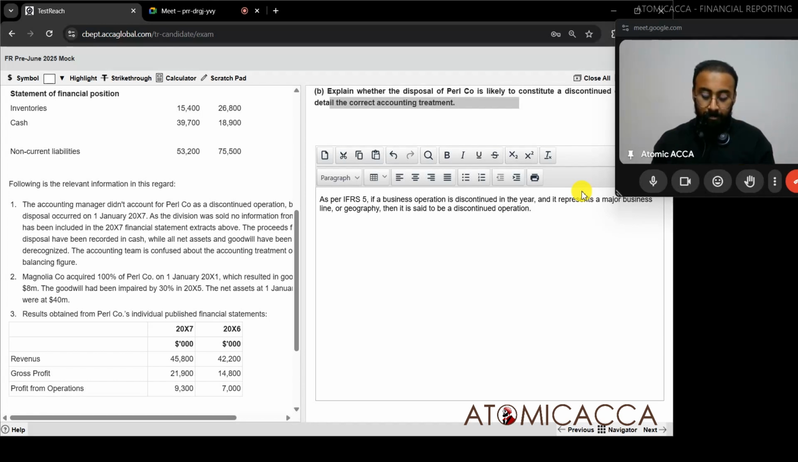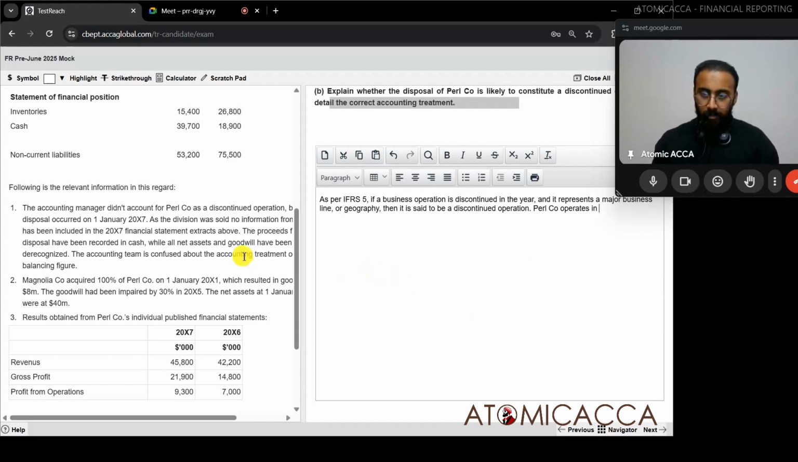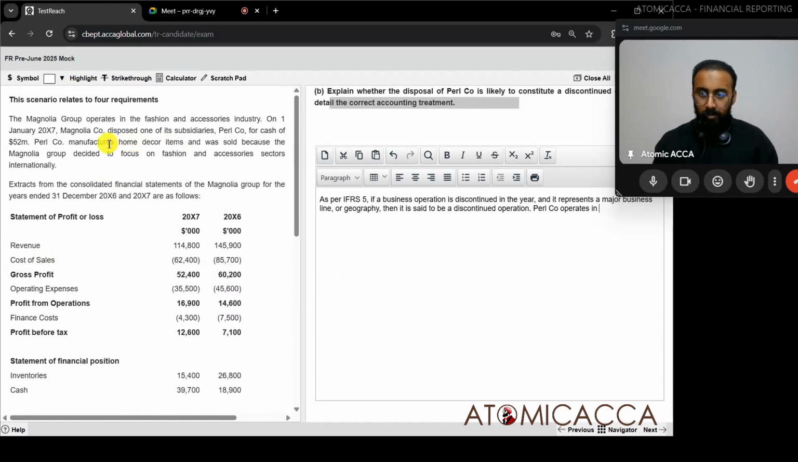What is the company they disposed of? Pearl Company. What do they operate in? Home decor, manufacturing home decor items, which is different from the rest of Magnolia Group.